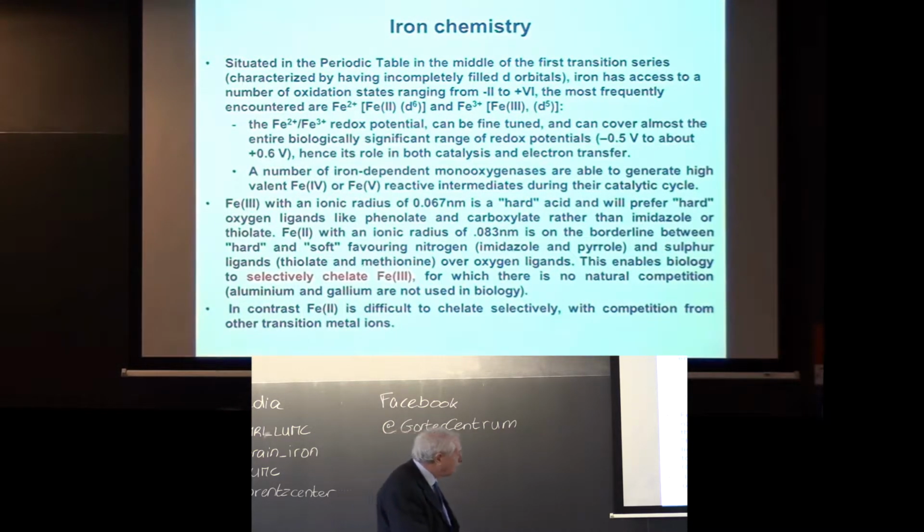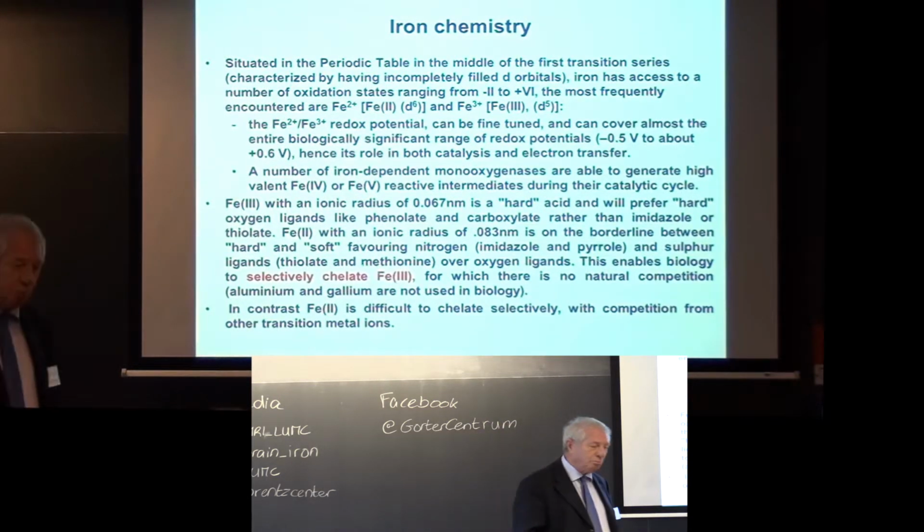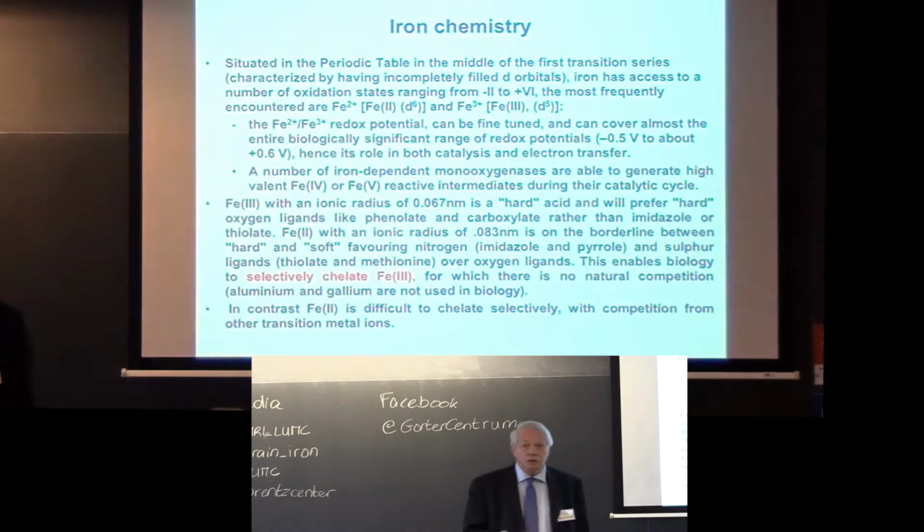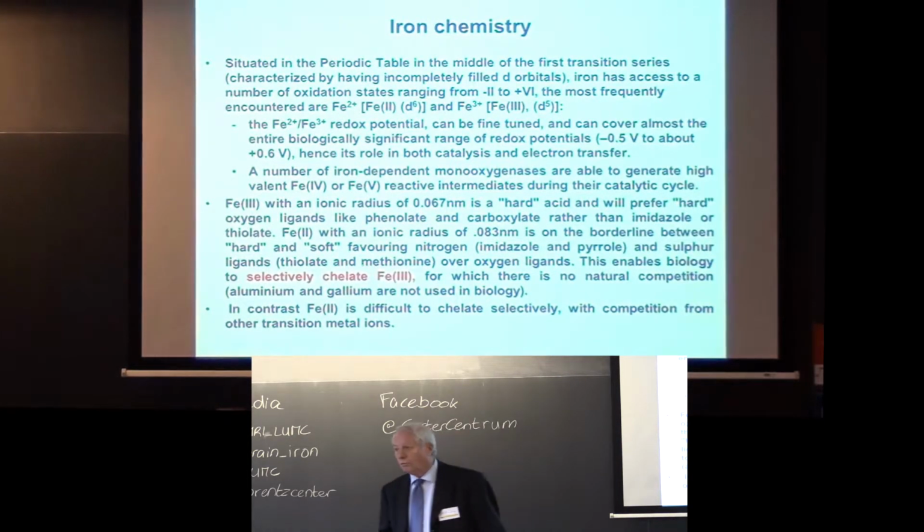Iron 3 is a hard acid, prefers carboxylate and phenolate ligands rather than imidazole and thiolate. Iron 2 prefers the imidazole and thiolate ones. And this means that in fact iron 3 is unique in biology. You can selectively chelate iron 3. I would challenge anyone in this audience to selectively chelate iron 2. There are too many other divalent metal ions around which can easily compete. But iron 3 only has 2 analogues in the whole of the periodic table.